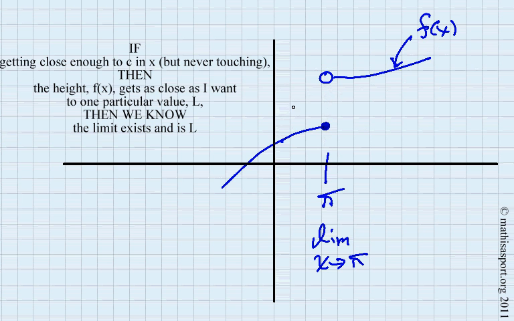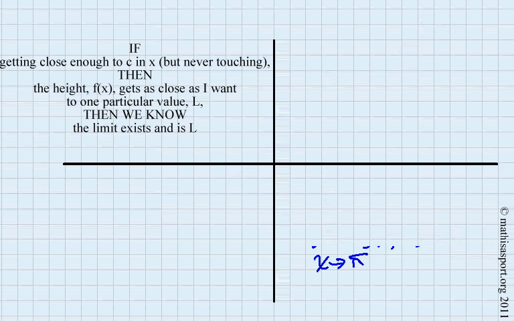Well, the problem is, as we get closer from this side, the height's going one way. As we get closer from this side, the height's going to a different place. And so no, we are not getting close to one particular value L. And therefore the limit does not exist. But there are functions like this that come up often enough that there's a need to describe something similar to a limit. Now let's talk about that.